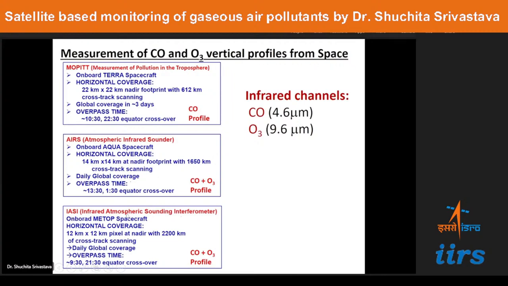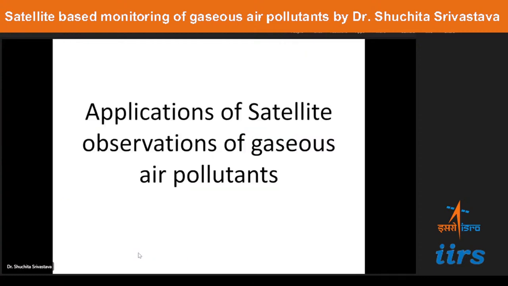IASI, the Infrared Atmospheric Sounding Interferometer, is on board the METOP spacecraft, and its horizontal coverage is 22 kilometer by 100 kilometer, with a spatial resolution of 12 kilometer by 12 kilometer. It also provides global coverage. So these three instruments provide the vertical distribution of carbon monoxide and ozone from space using emissive radiation, the earth's terrestrial emitted radiation. Now we will understand the application of satellite observation of gaseous air pollutants.